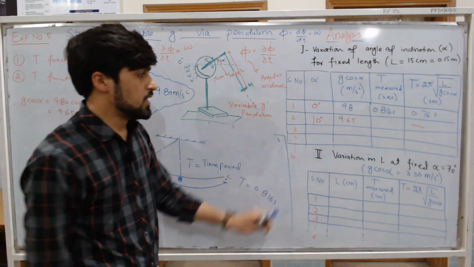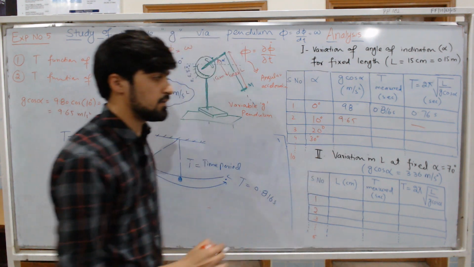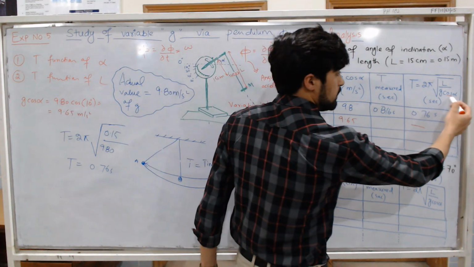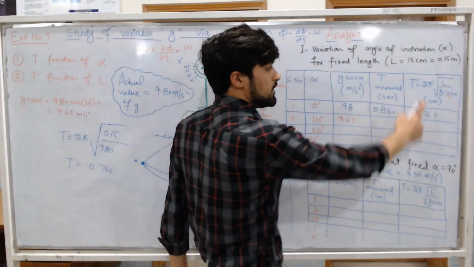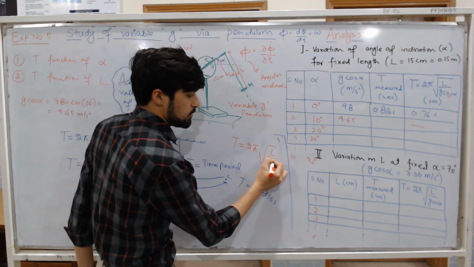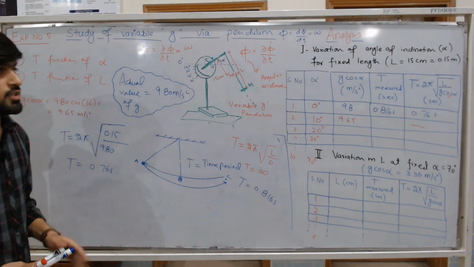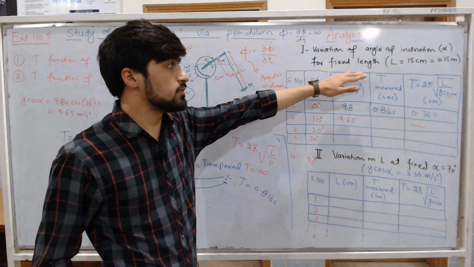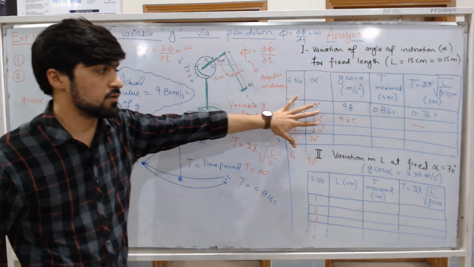Now you will repeat it for 20 degrees, 30 degrees, 40, 50, 60, 70, 80, up to 90 degrees. At 90 degrees, cos alpha will be equal to 0. If this is 0, the time period, T is equal to 2 pi times the square root of L by 0, will be undefined. So this is for the first case: the variation of angle of inclination using the fixed length L equal to 15 centimeters. So this was part first.